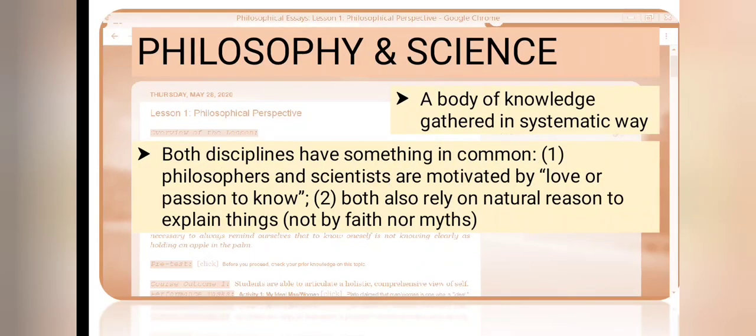Lastly, let me cite some points of similarities and differences between philosophy and science. As I remember, science is defined as the body of knowledge gathered in a systematic way. Both disciplines have something in common. First, philosophers and scientists are motivated by love or passion to know. Second, both also rely on natural reason to explain things, not by faith nor by myths.